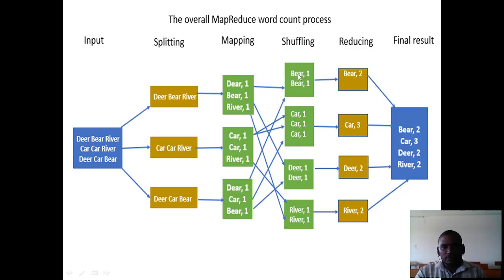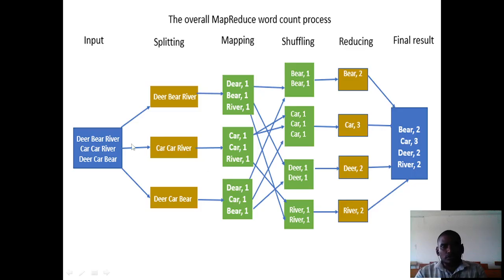Here beer appears 2 times, so beer comma 2, and then car comma 3, deer comma 2, and river comma 2. Finally we get the results of the word count problem: beer 2, car 3, deer 2 and river 2. So we can easily identify the word count. In the input deer, beer, river, car, river, deer, car, beer, beer is 2 times, car is 3 times, deer is 2 times and river is 2 times. That is the MapReduce concept.